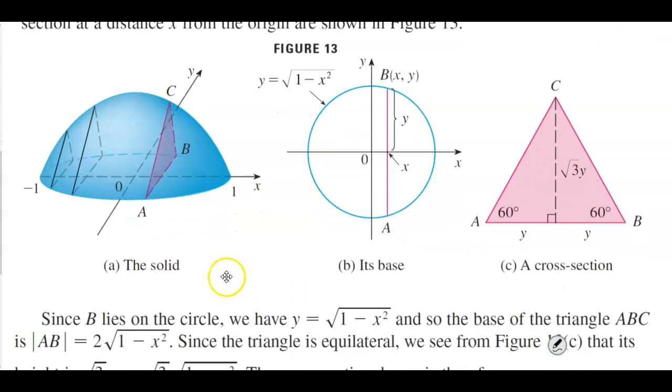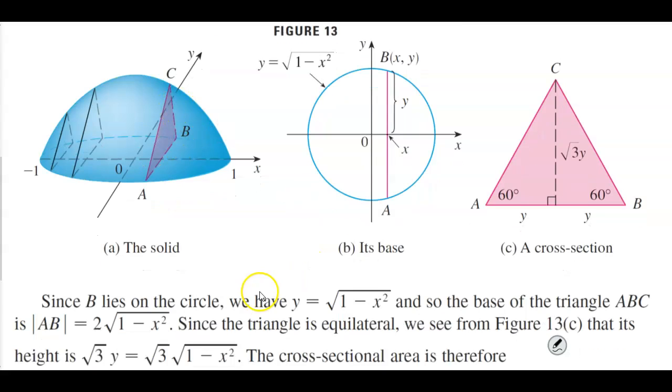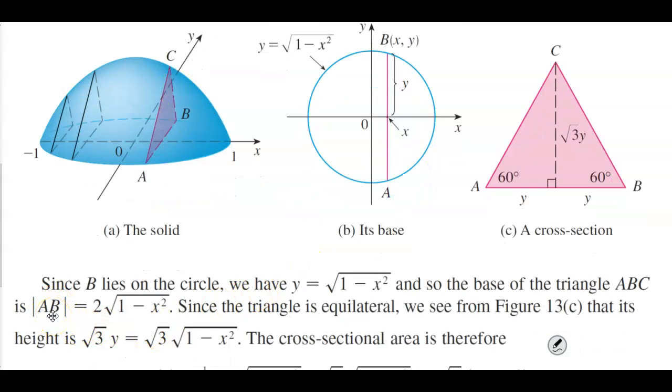Now, since we know that B lies on the circle, again we have y is equal to the square root of 1 minus x squared. And so the base of the triangle ABC is the absolute value of AB, which is equal to 2 times the square root of 1 minus x squared, because again you have a plus and a minus version of that on your circle, and you're going to be multiplying that by 2 since you have 2.